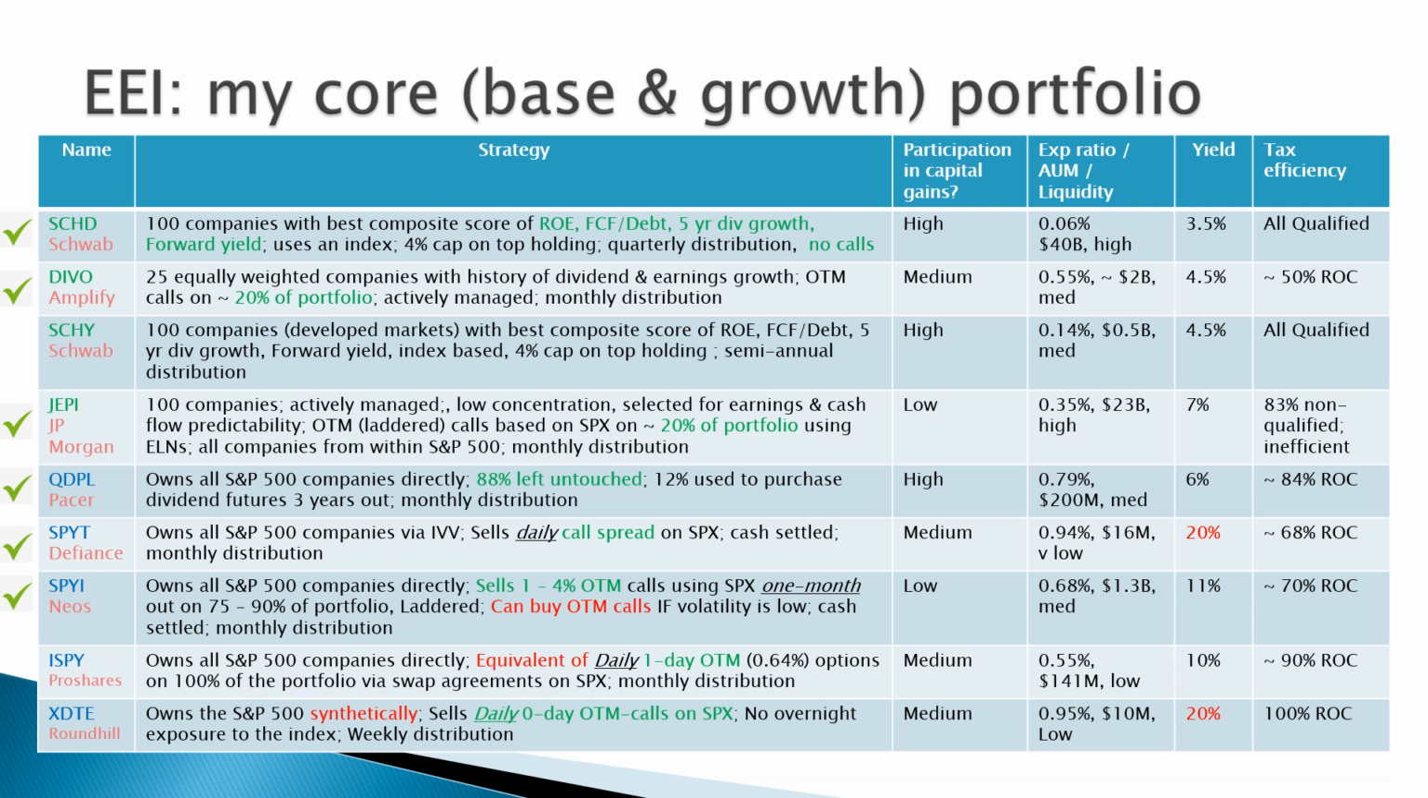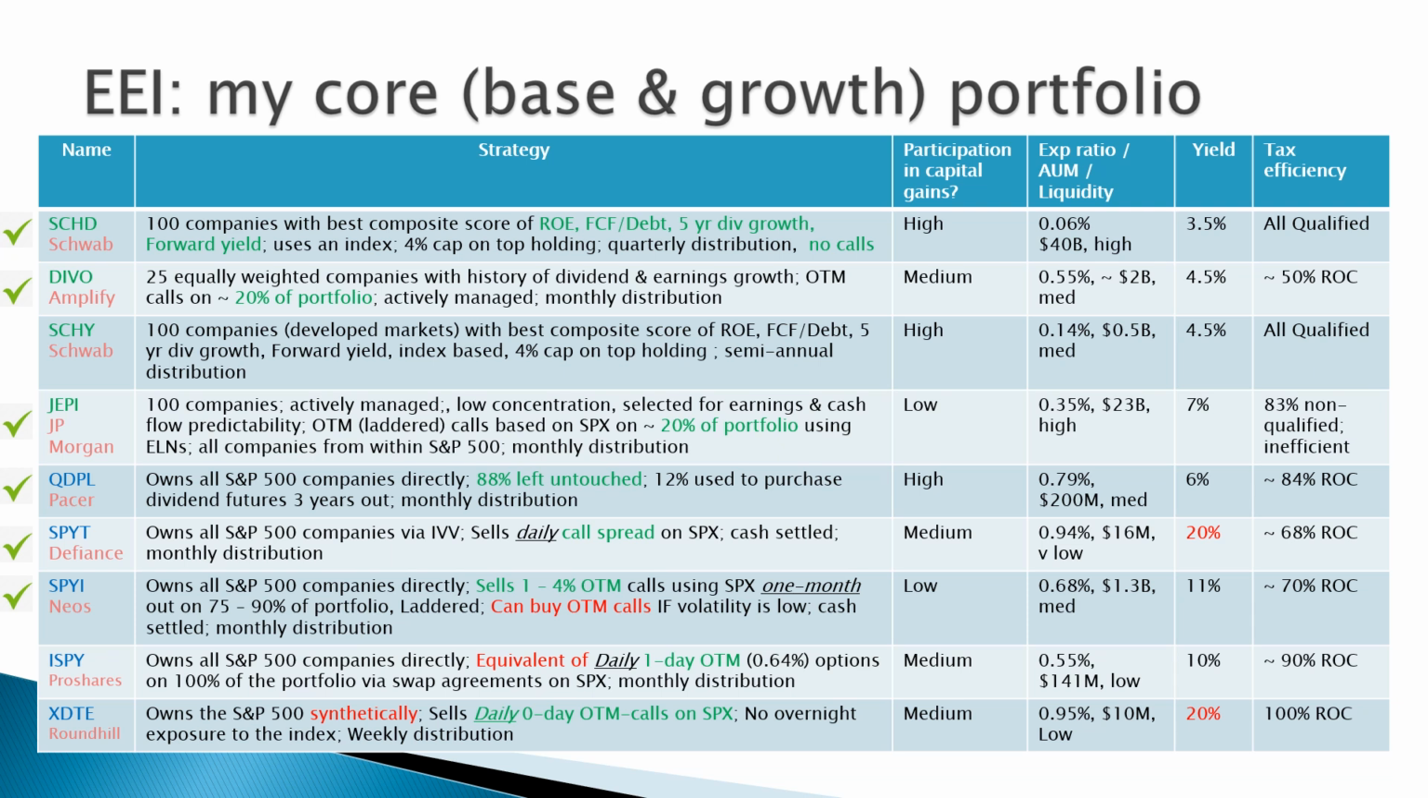Participation in capital gains I'm going to rate as low. Expense ratio is certainly better than SPYT. Pretty good size, 1.3 billion, so medium liquidity. A yield that seems extremely reasonable. They aim for 1% a month and a 70% non-destructive return of capital. So I certainly own this in my taxable account too.